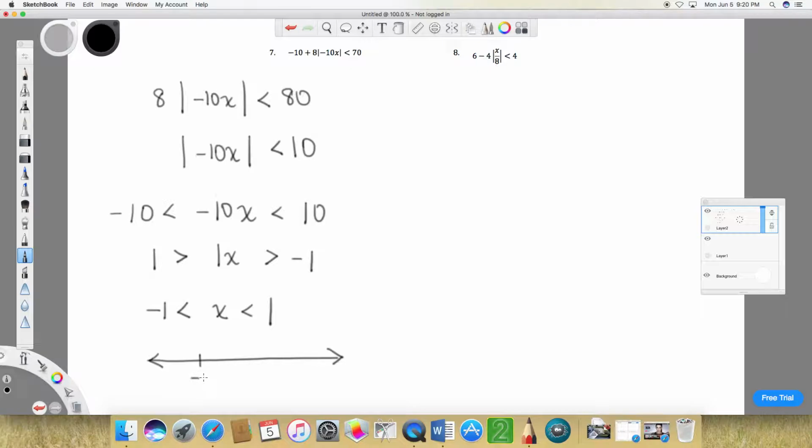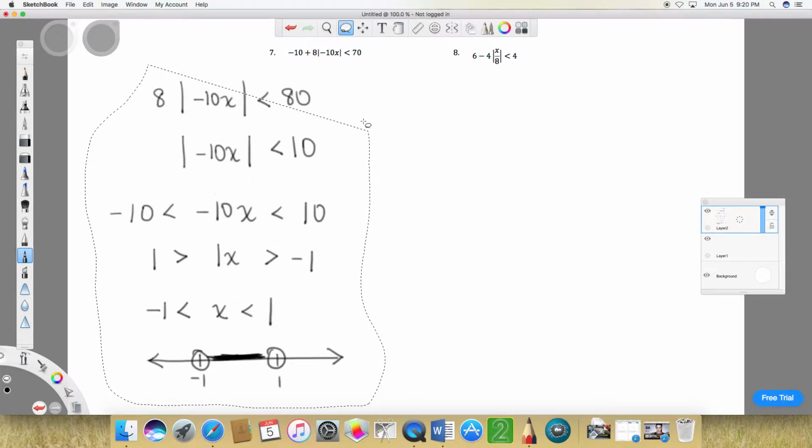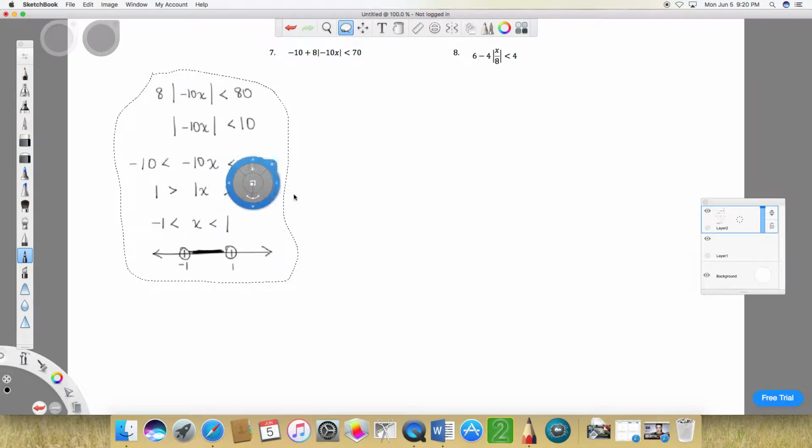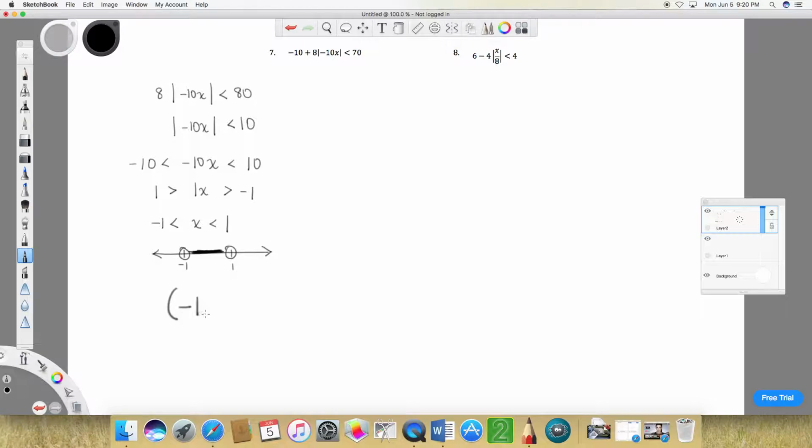Negative 1 is to the left of positive 1. I need to make a decision whether to shade this or not. Since they're strict inequalities, I don't have a less than or equal to on these, so I'm going to leave these hollow, and I'm going to shade the numbers that are strictly between these two. So I'm ready to write my final solution set in interval notation. I exclude the endpoints, which means I use parentheses, not brackets. I have the smaller number, comma, the larger number, and there's my solution set for number 7.